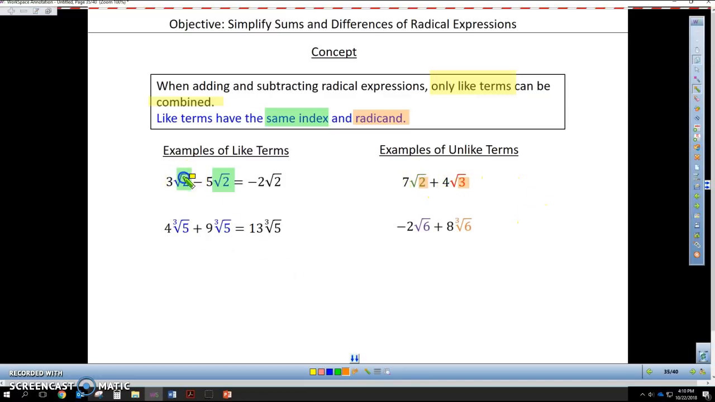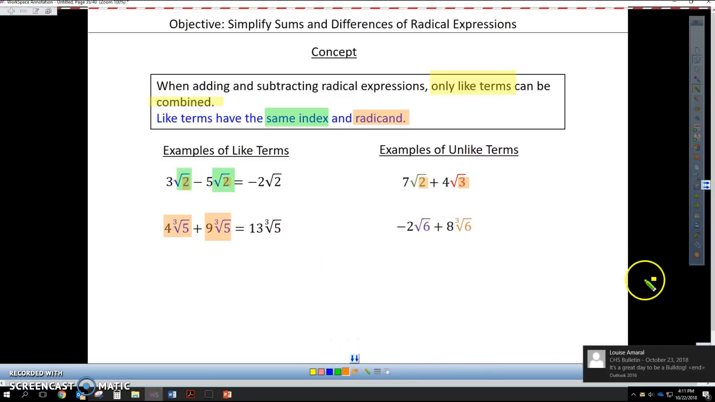Okay, here I have root 2 and root 2. So if I have 3 root 2, I can subtract 5 root 2 by just subtracting the coefficients. Okay, and you almost treat the radical expression like a variable. So 3 take away 5 is negative 2, and this is root 2. Here's another example of like terms. I have the cubic root of 5 and a cubic root of 5. So 4 cubic root of 5 plus 9 cubic root of 5. This is 13 cubic root of 5.